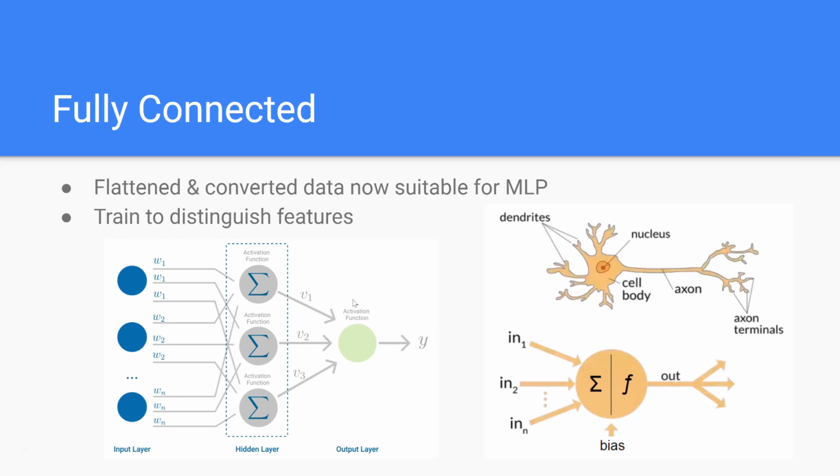At a higher level, it's just like a biological neuron transmitting information. We've used it here to train the model to distinguish those features that we've extracted. Because we've done all that work to convert and flatten the data, the data is now in a more suitable shape to be classified by this neural network.